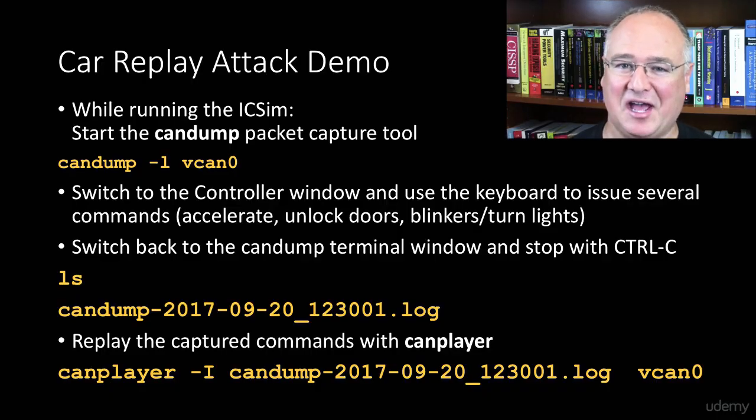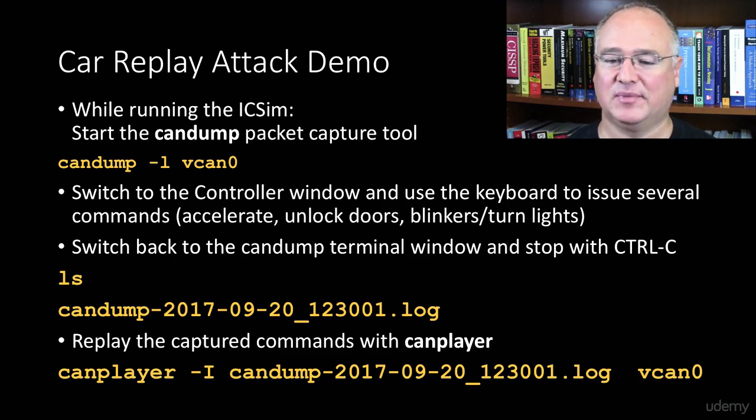Welcome back to the second half of our car replay attack demo. So we're going to run a real car hack. We have just recorded some packets from our controller area network using CANdump. It saved them into a log file with a long timestamp name, but it starts with CANdump, and that's the important part. We'll be able to use our tab key to capture that file name and use it.